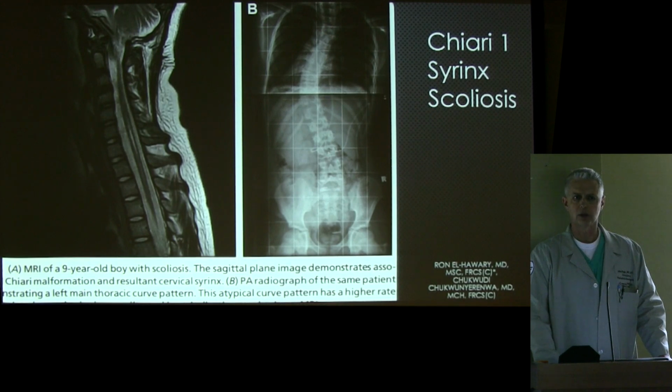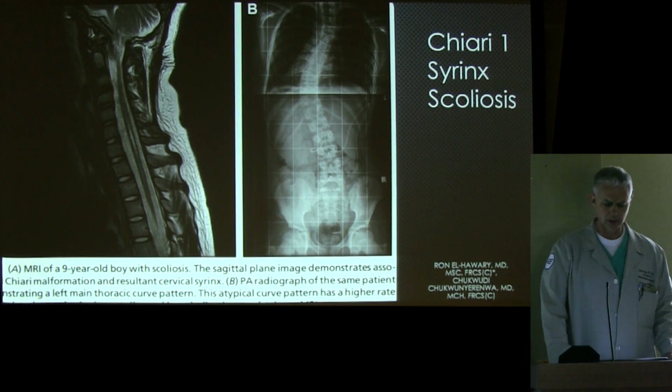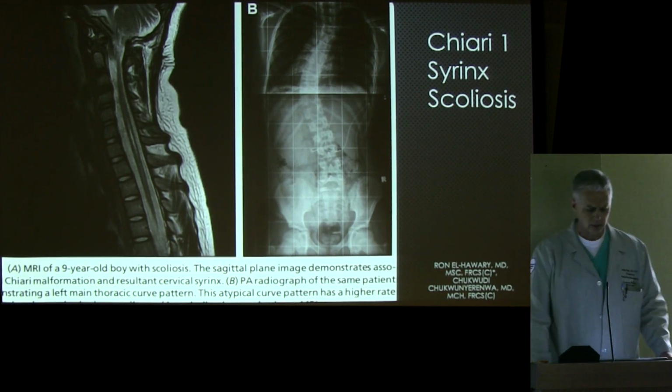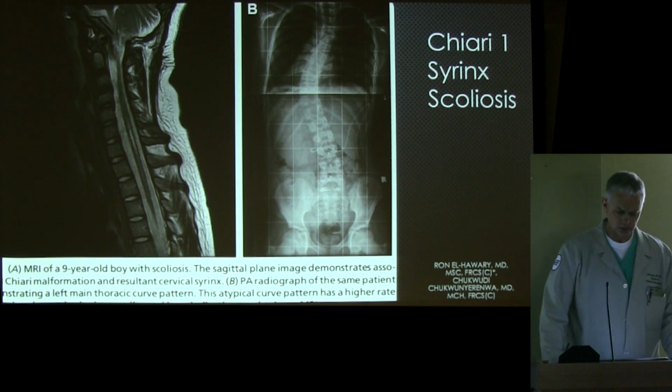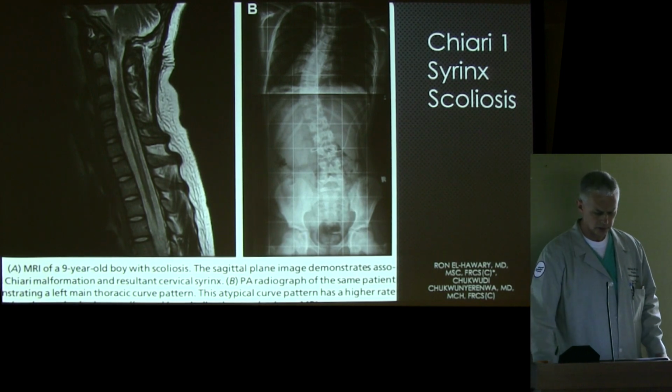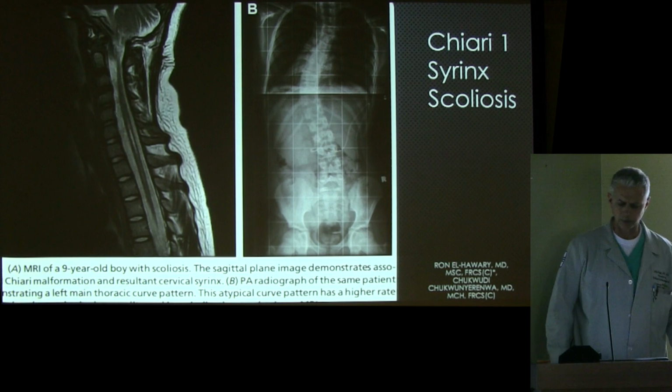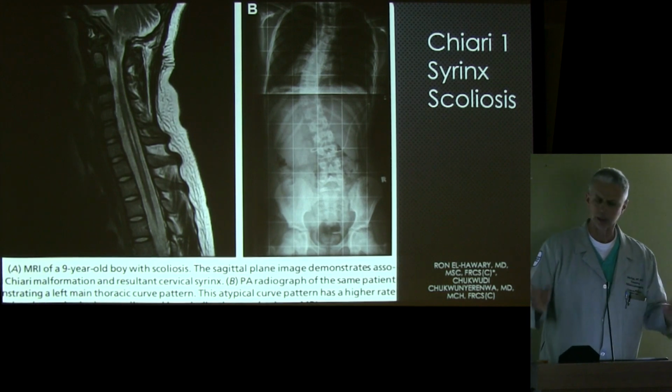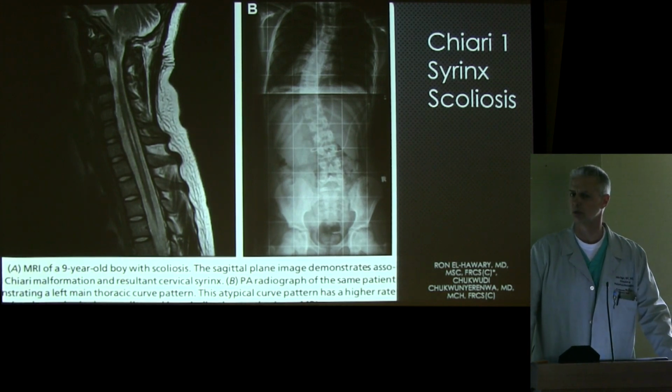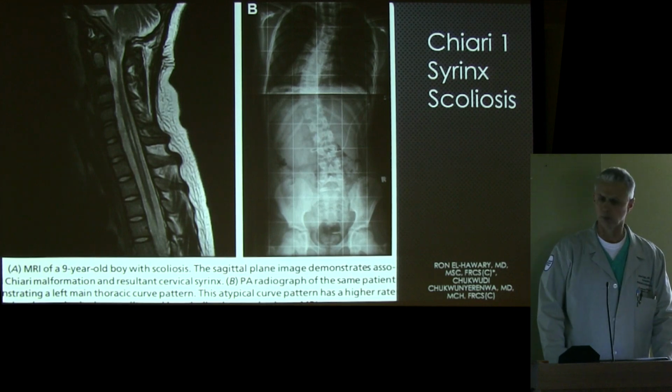So what about Chiari's relationship to this? And this is, I borrowed this from an article that has had such a nice display. Here's a Chiari 1 with the syrinx. You can see the little white streak in the middle of the spinal cord, and the typical, not typical, but left-sided scoliosis, which is a little bit unique in a 9-year-old boy.